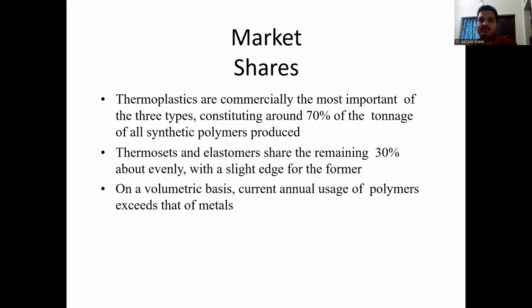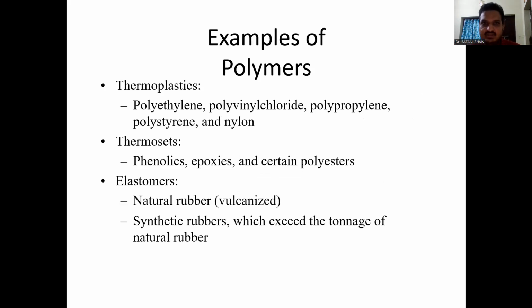In this market share, thermoplastics are commercially the most important of the three types, constituting around 70% of the tonnage of all synthetic polymers produced. Thermosets and elastomers share the remaining 30% about evenly, with a slight edge for the former. On a volumetric basis, the current annual usage of polymers exceeds that of metals.